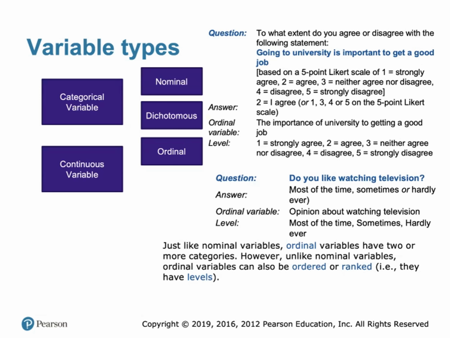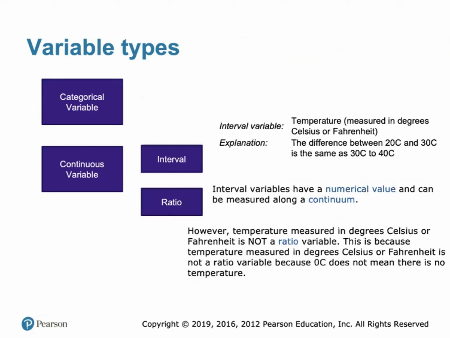Okay, so do you like watching TV? For an ordinal variable, the options could be: I love watching TV, most of the time, sometimes, or hardly. So there are 3 options, but there is a ranked order, right? So that's an example of an ordinal variable. Okay, so let's move on to continuous variable. So far, we talked about categorical, right? Now we're going to talk about continuous variable.